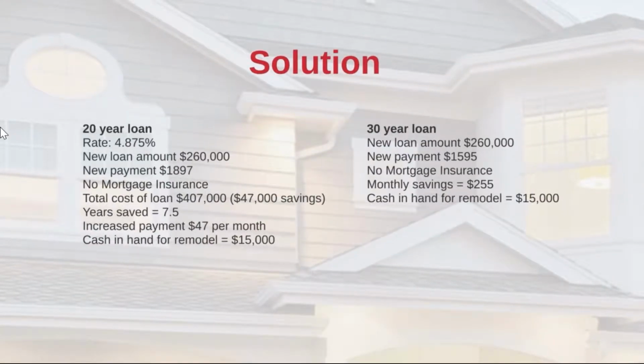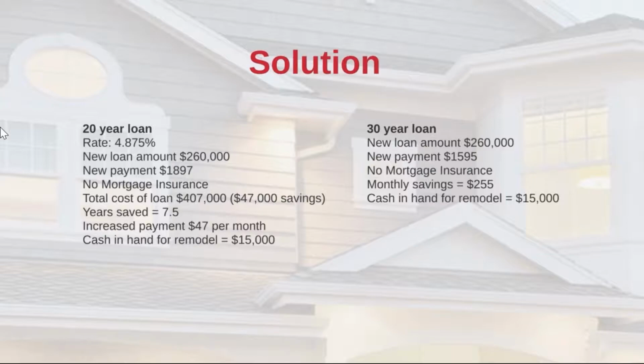Okay, so the solution, we looked at two of them. We looked at a 20-year loan and a 30-year loan. In this situation, at this time, the rates were much higher than they are right now, so that's why it says a rate of 4.875. But we had the new loan amount with the new payment and what the total cost was going to be for the individual. So no mortgage insurance was needed, so that was going to save them $162 a month. The total cost of loan savings was going to be $47,000 over the lifetime of it. Plus, they were going to have the $15,000 cash in hand.